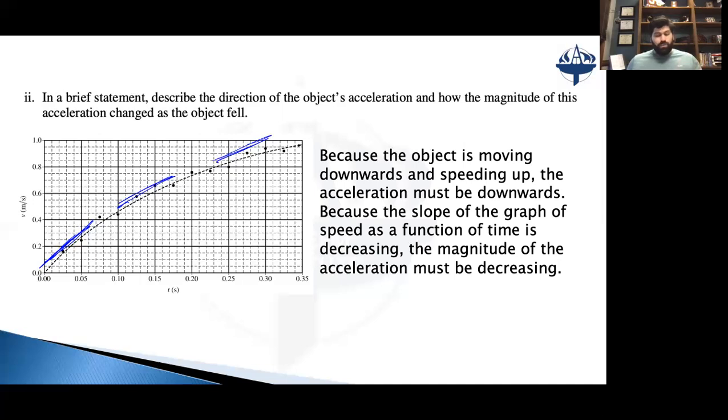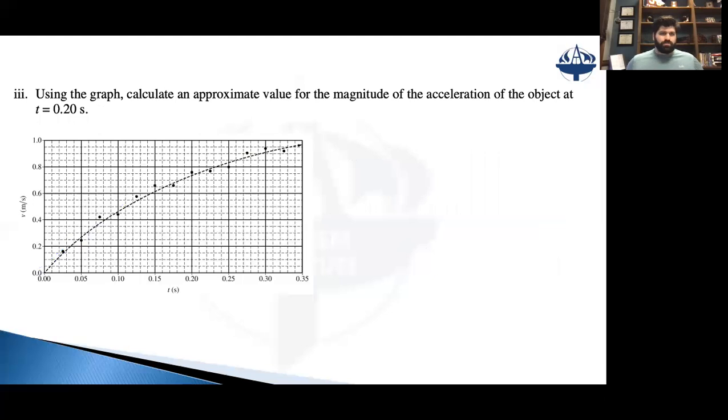So it's downward, that's the direction, and it's decreasing. That answers the magnitude. Part 3 of A, we want to use the graph to calculate an approximate value of the magnitude of the acceleration.